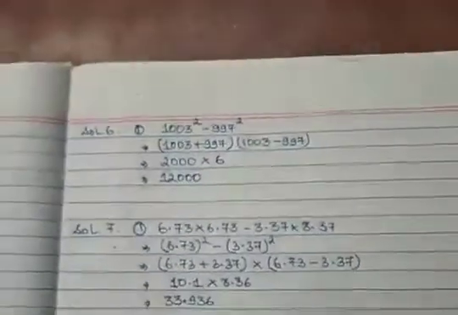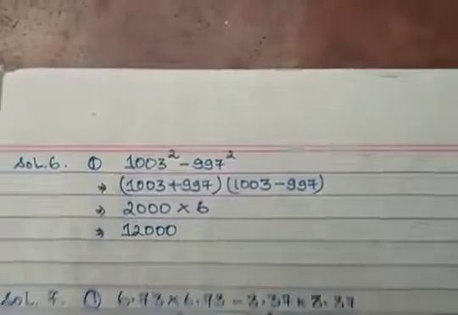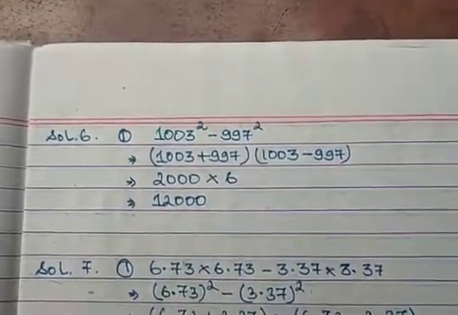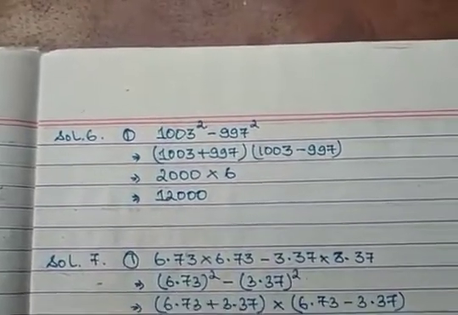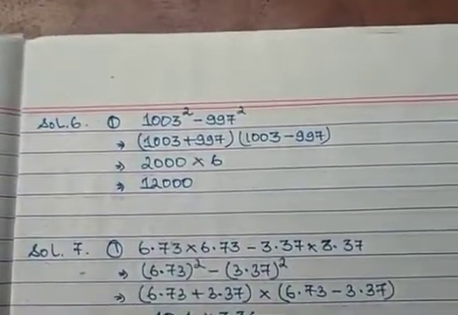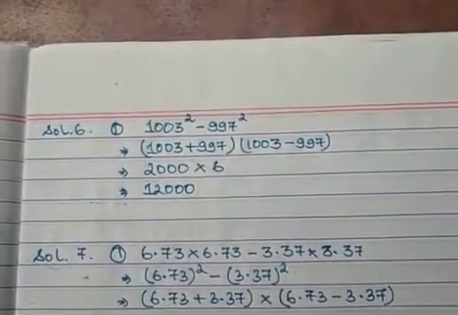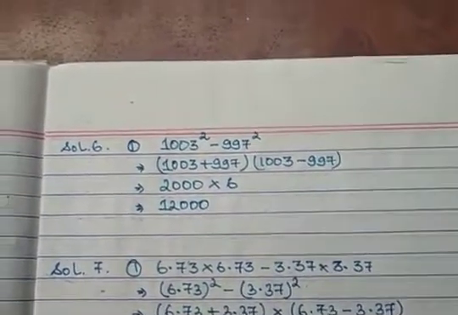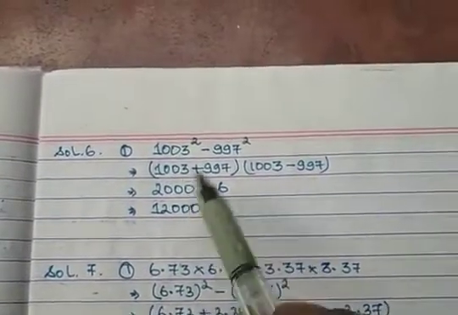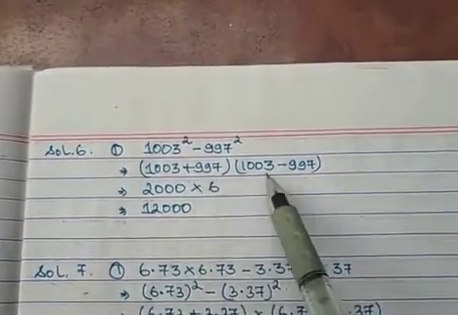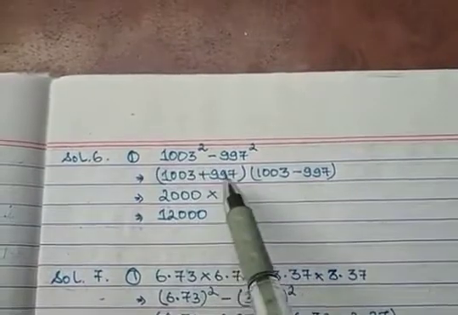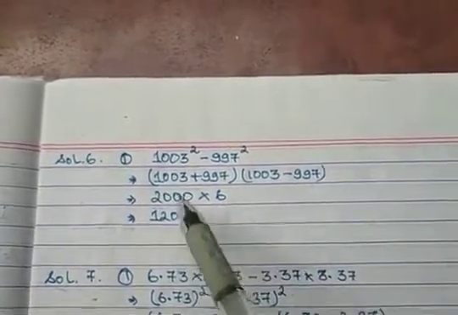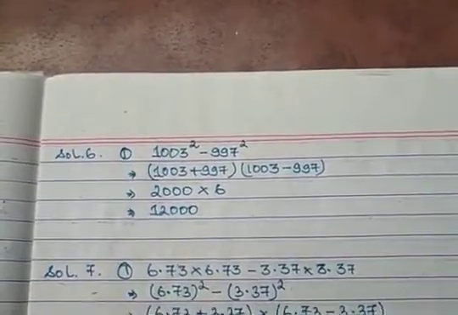Now here what we have is question number 6. I've got 1003 squared minus 997 squared. So as I've already said, this one was directly given in a square minus b square form. So we know the expansion a plus b into a minus b, isn't it? So that is what I have done here. 1003 plus 997, 1003 minus 997. When you add these two, you will get 2000. And when you subtract these two, you will get 6. See, 2000 into 6 is 12,000. We are done here.